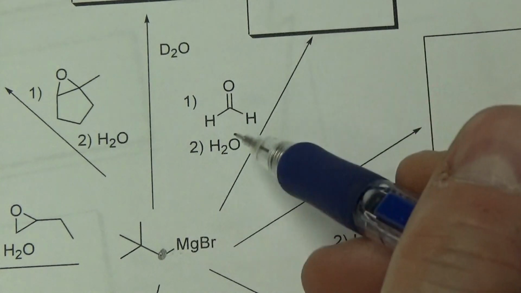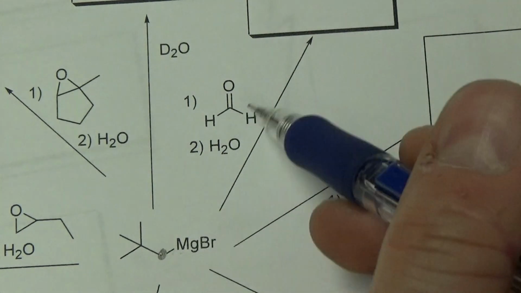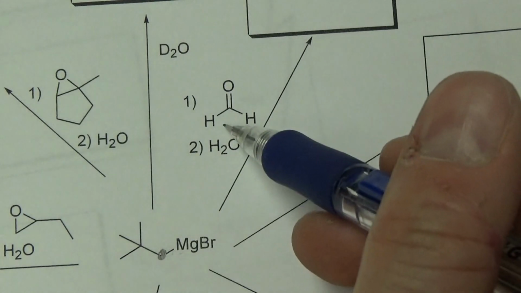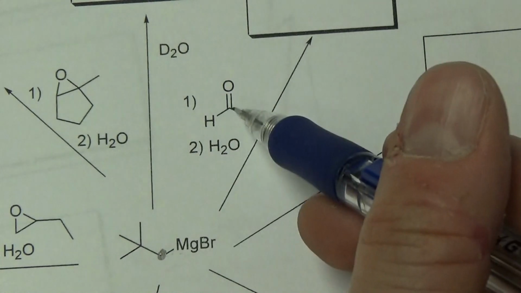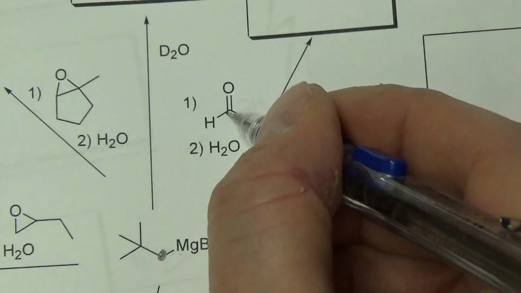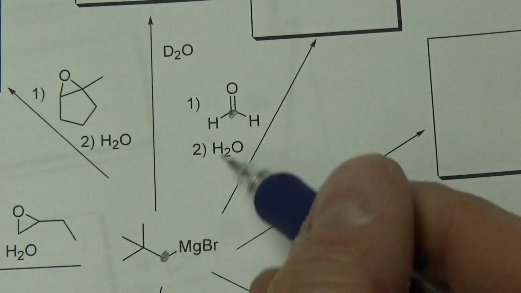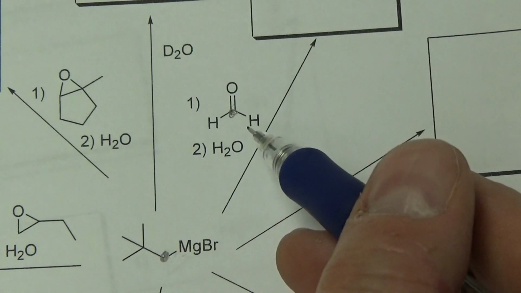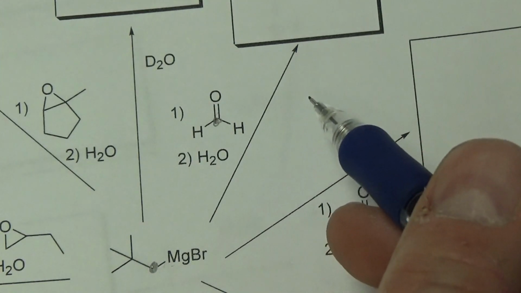So the answer, and this is also a typical C-C bond forming reaction, 5 plus 1 is 6, and so the product should have 6 carbons. You can check that. And of course, which carbon is this attacking? It's attacking this one. And also, if you're attacking a formaldehyde, you should make a primary alcohol, right?